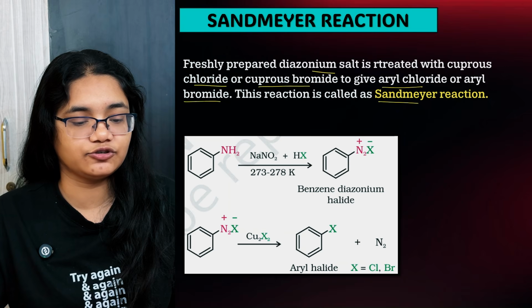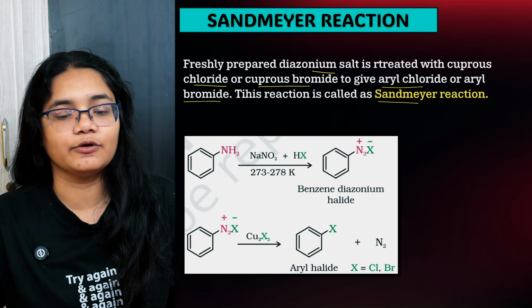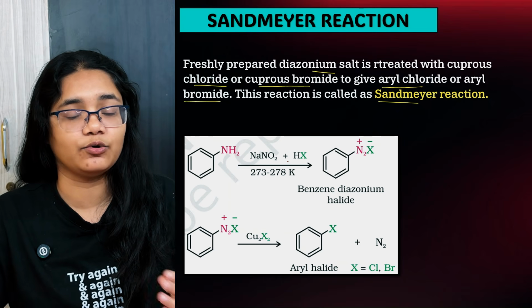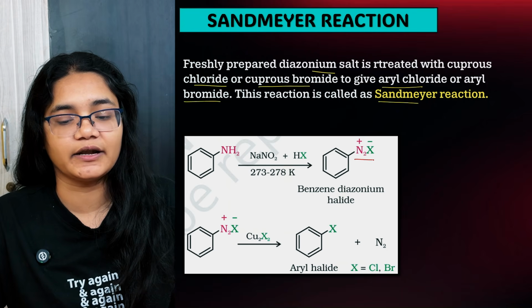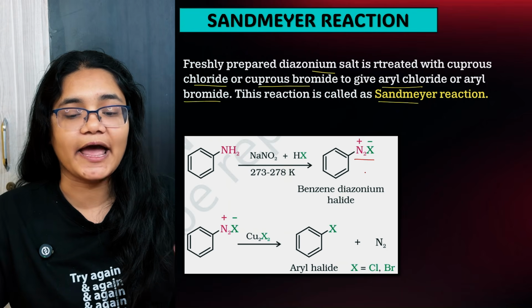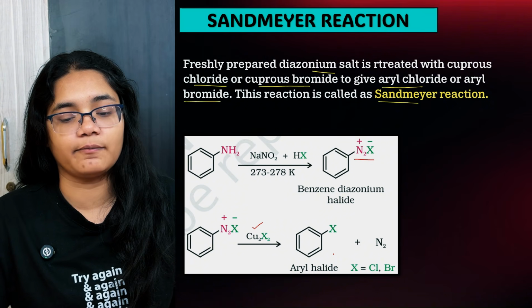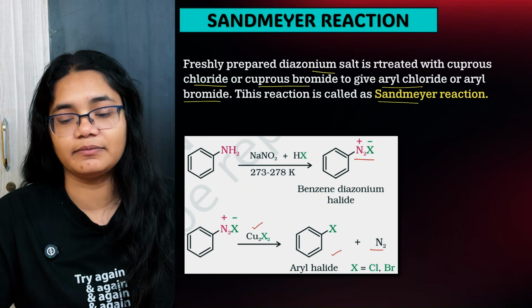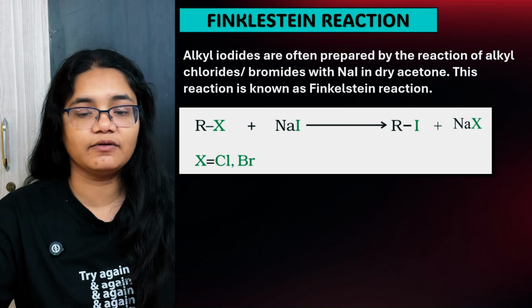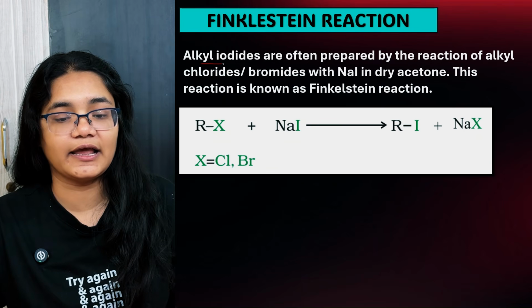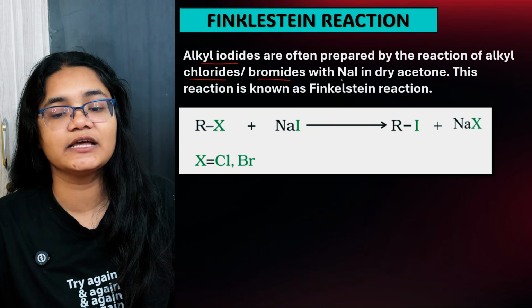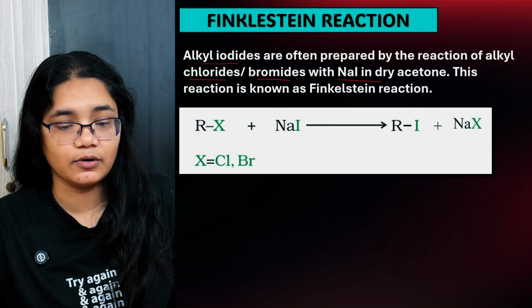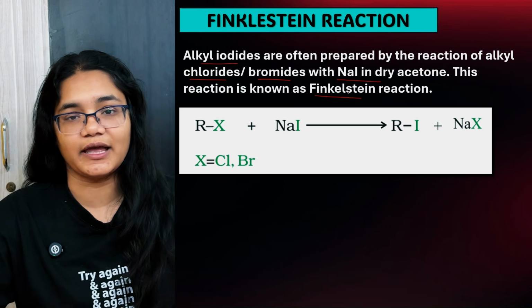Now you have this NH2, and then with NaNO2 and HX, it gets converted to N2+ and Cl-, and after that when you treat it with the salt of copper, you get chlorobenzene or bromobenzene plus nitrogen gas. Next, second one is your Finkelstein reaction. Here alkyl iodides are often prepared by the reaction of alkyl chlorides or bromides with NaI in dry acetone, and this reaction is known as Finkelstein reaction.